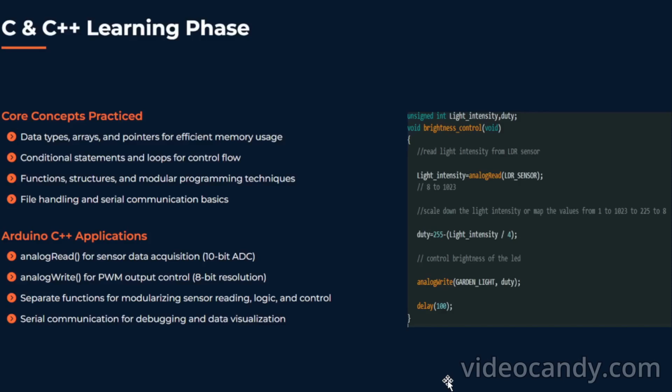During the first phase, I practiced core C and C++ concepts, including data types, arrays, pointers, conditional statements, loops, functions, and structures. I also learned modular programming, file handling, and serial communication, which are essential for embedded systems. For example, I used functions to separate sensor reading from device control, making the code modular and easier to debug. These concepts directly translated into Arduino coding, where I applied them to control LEDs, read sensors, and interface with the Blynk app.